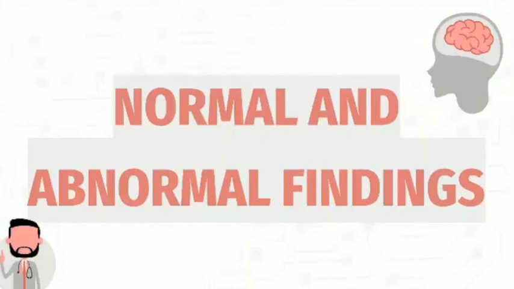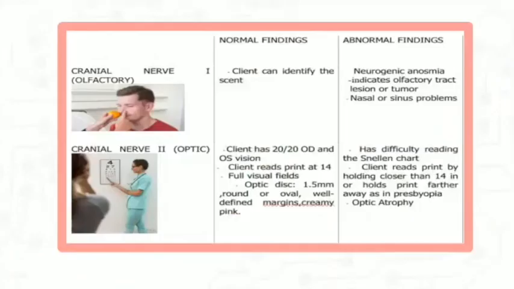Let's discuss the normal and abnormal findings of the cranial nerve assessment. Cranial nerve 1. Normal findings: the client can identify the scent that was given by the examiner. It might be coffee or alcohol. Abnormal findings: neurogenic anosmia indicates olfactory tract lesion or tumor.